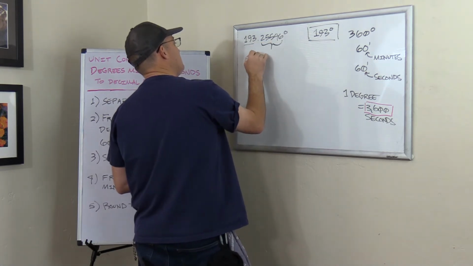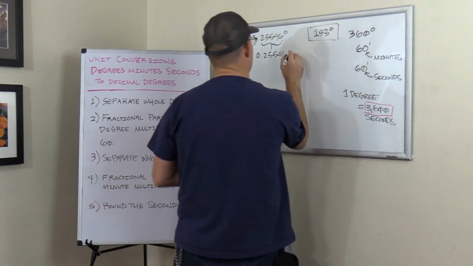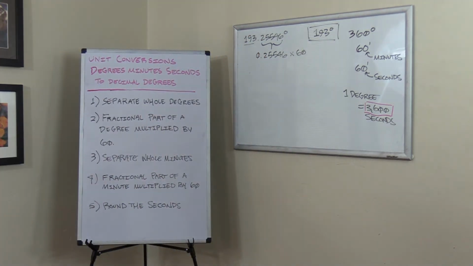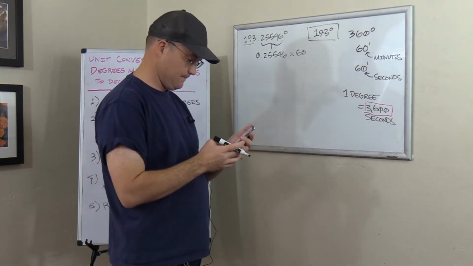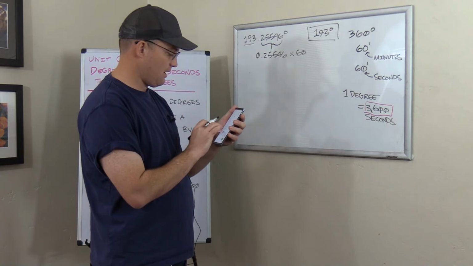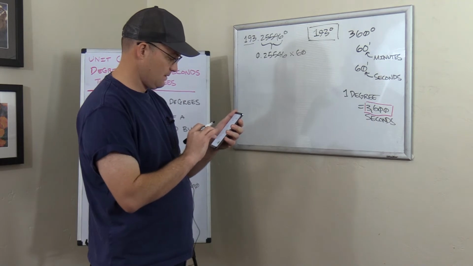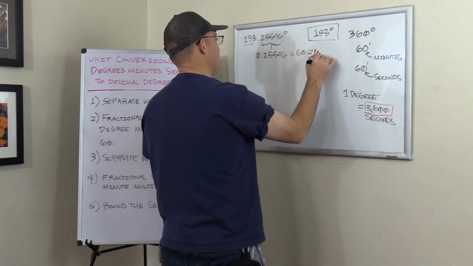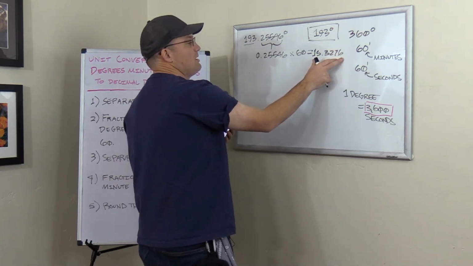Okay, so we're going to bring this down. I'm going to put a 0 in front of it, 0.25546. That's the fractional part of a degree. Okay, we want to multiply that by 60. So let's do that math. I'm going to grab my calculator. So if I take 0.25546 times 60, I get 15.3276. Okay, so this is decimal minutes.